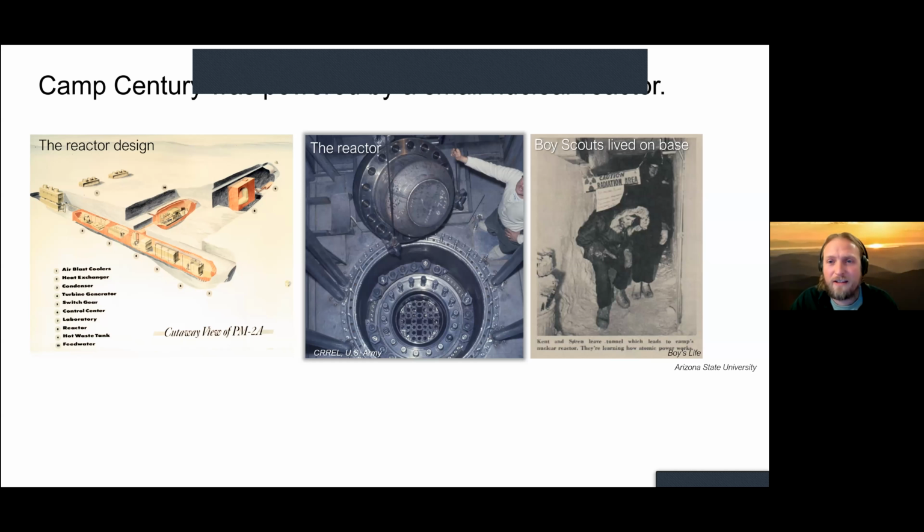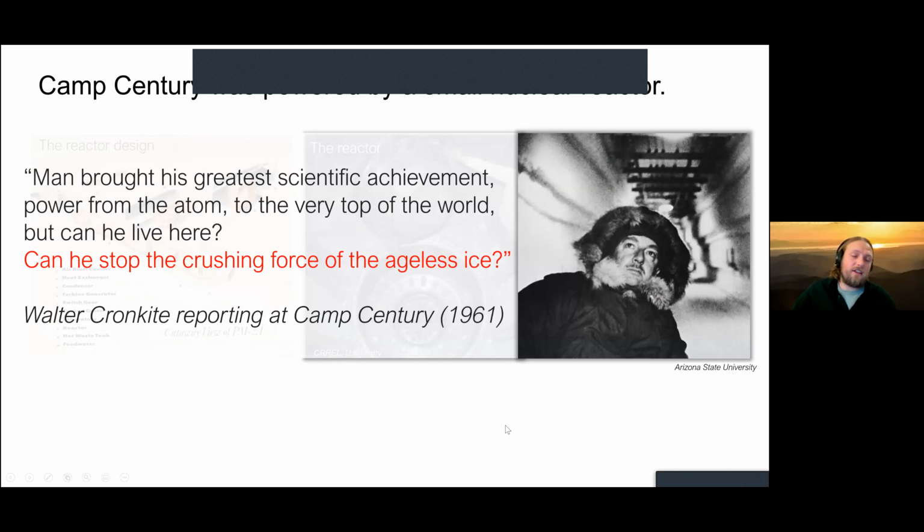They also brought a couple of Boy Scouts, one from the US and one from Denmark, to live at Camp Century for an entire summer, which apparently, if you read some of their accounts after the fact, it was pretty difficult for those 17-year-old boys living up at Camp Century. And then they also managed to get Walter Cronkite, the famous CBS News anchorman, to come up to Camp Century and film an extended newsreel about this sort of science fiction military base built in the Greenland Ice Sheet.